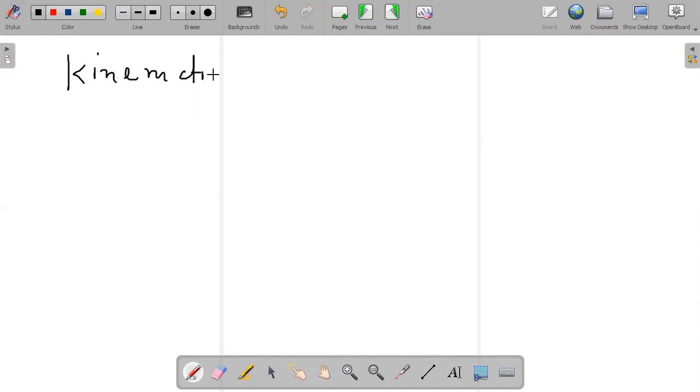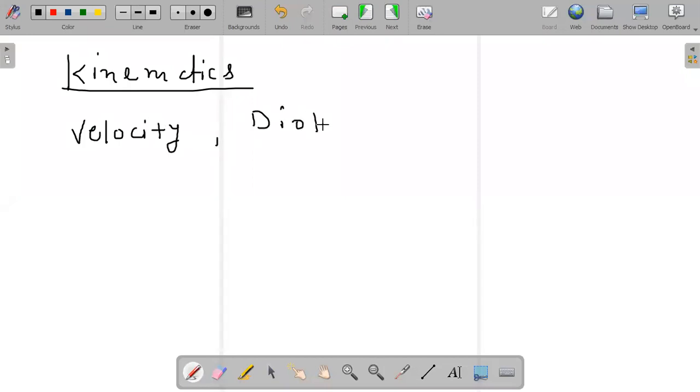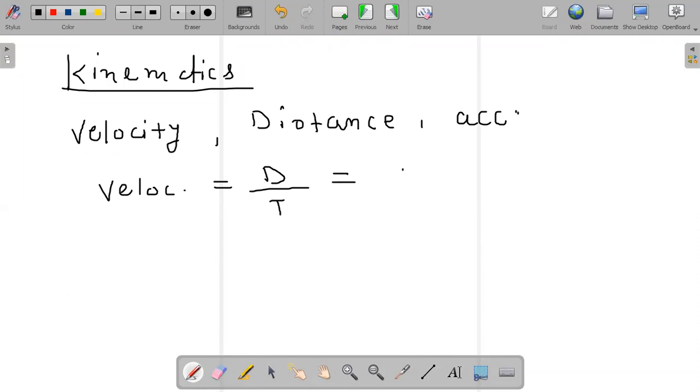In kinematics, what do we study about? We study about velocity, distance, acceleration, like that, some things. Now, what is velocity? You all know. Velocity is distance upon time, or you can also say ds by dt in calculus form. ds means change in distance, dt means change in time.